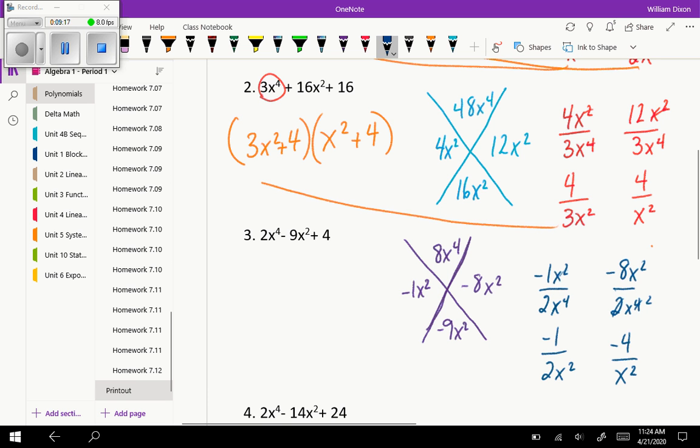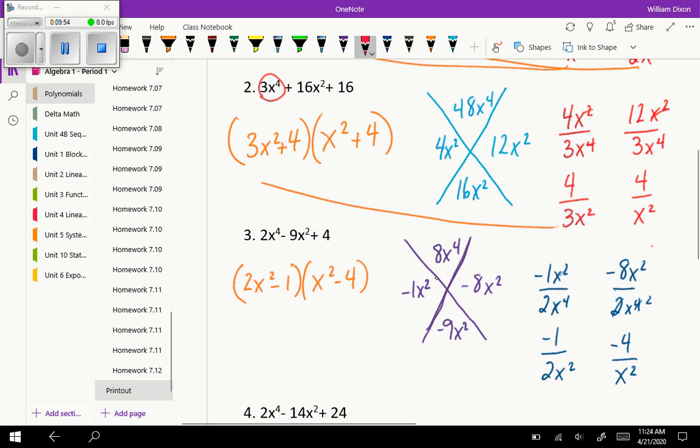All right, let's set up those binomials. So I'm going to have 2x squared minus 1. And then the second one, I'm going to have x squared minus 4. All right, as soon as you write down x squared minus 4, you should immediately start thinking about, uh-oh, that's the difference of two squares. So that isn't factored completely. So we need to factor the difference of two squares.